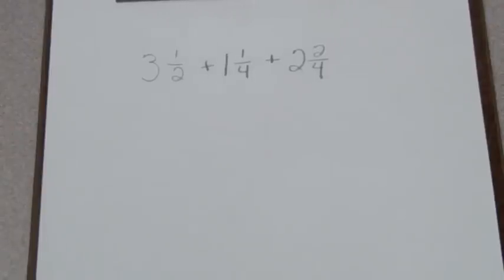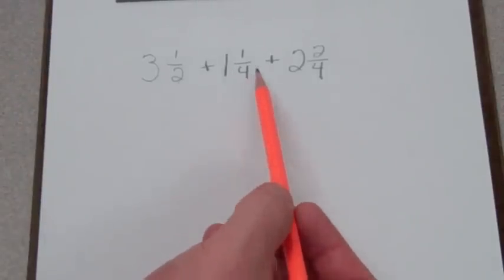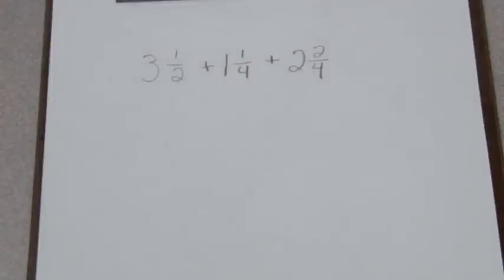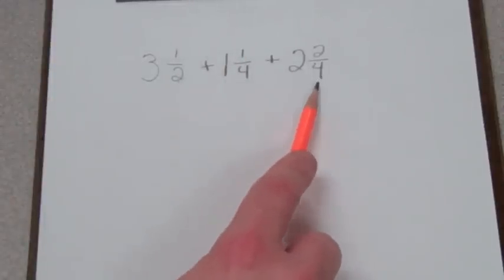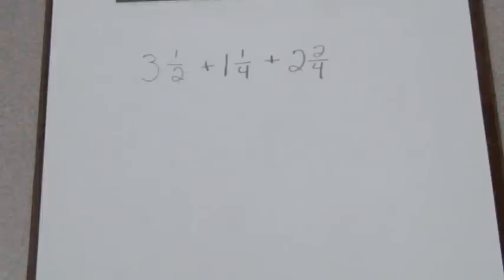Alright, the first thing we always want to check, it doesn't matter how many mixed numbers you have, is, are my denominators the same? And we look here, we have a 2, we have a 4, and we have a 4. Are they the same? No, they're not the same. So that means we have to make them the same. Now, if you're not sure how to make denominators the same by using common multiples, I would definitely take a look back at my Chapter 7 Lesson 1 video because it goes over that. But for this, we're going to assume that you know how to do it.